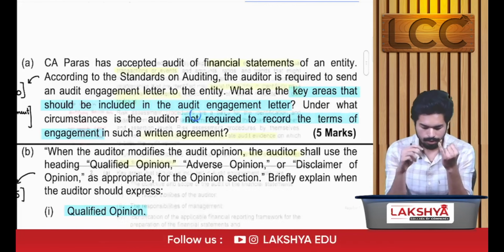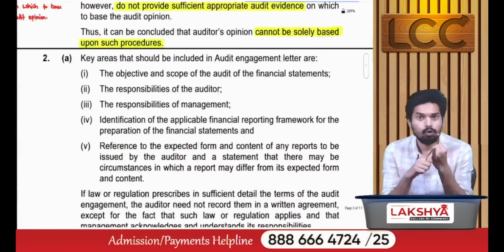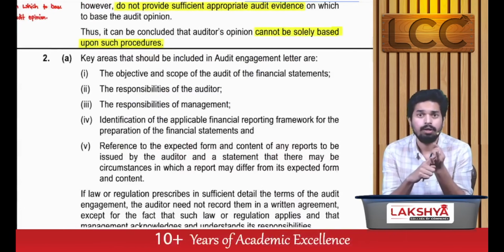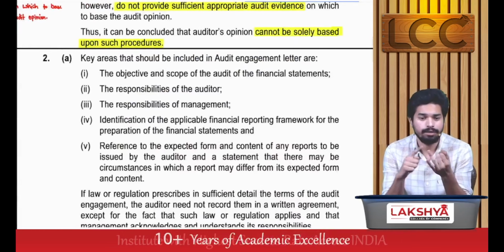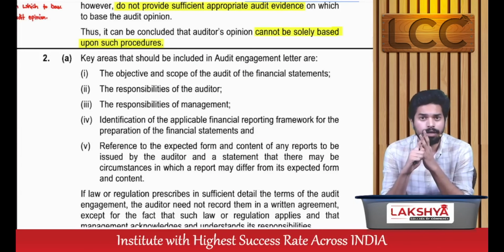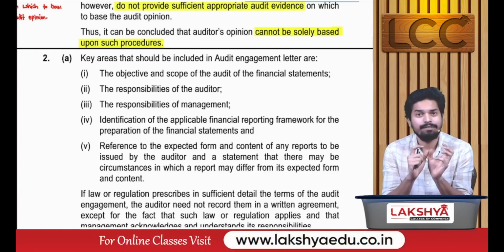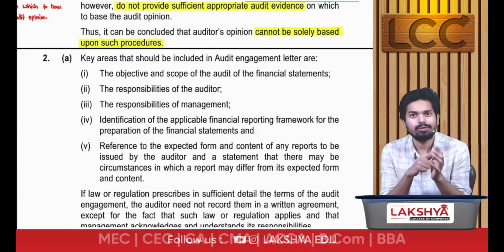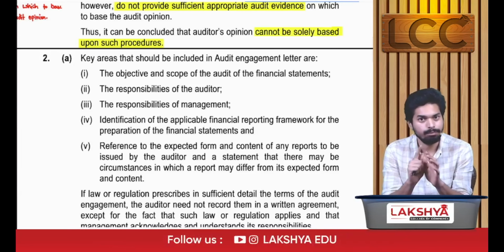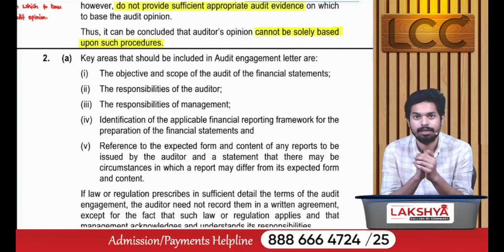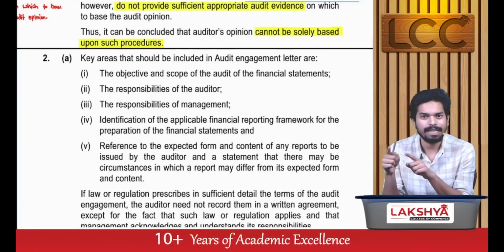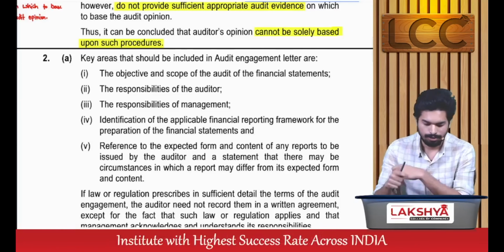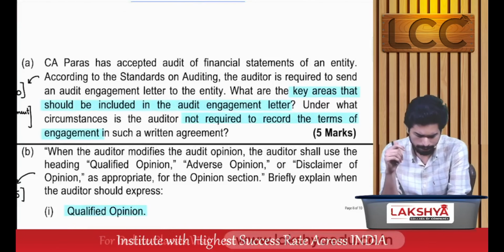1. Objectives and scope of audit of financial statements. 2. Responsibilities of auditor. 3. Responsibilities of management. 4. Identification of applicable financial reporting framework. And 5. Reference to the expected form and content of the report, along with a statement that the actual report may differ from the expected form and content. Right? So these are the contents of the audit engagement letter.